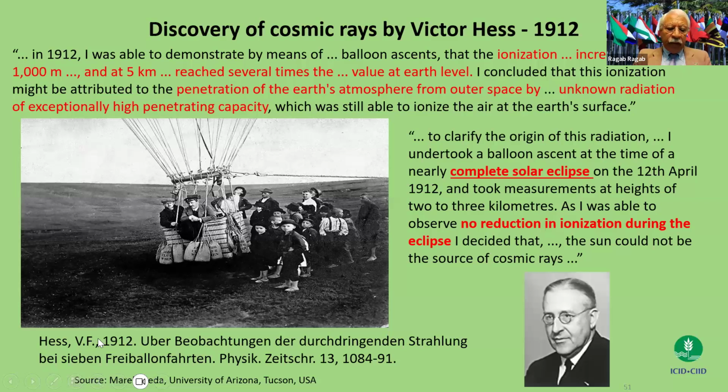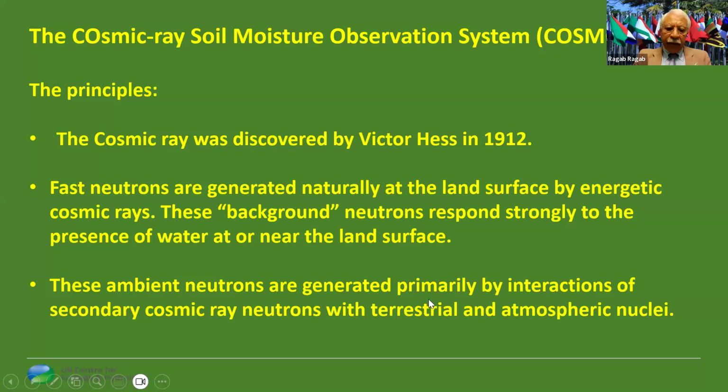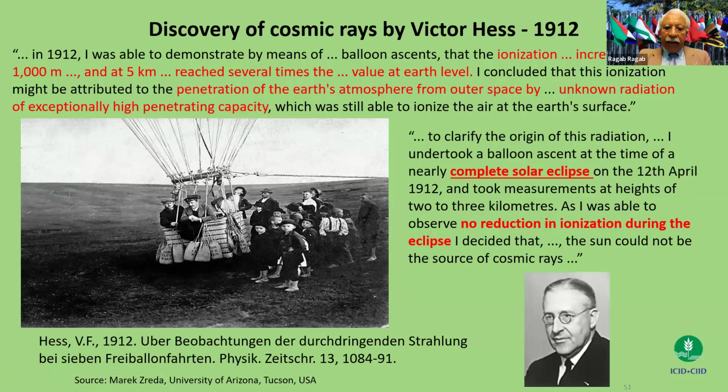So that brings us to who actually discovered the COSMOS system. The cosmic rays were discovered by a German scientist in 1912. In 1912, he wrote in his book, I was able to demonstrate by means of balloon ascents that ionization increased from 1,000 meters and at 5 kilometers reached several times the value at the Earth level.